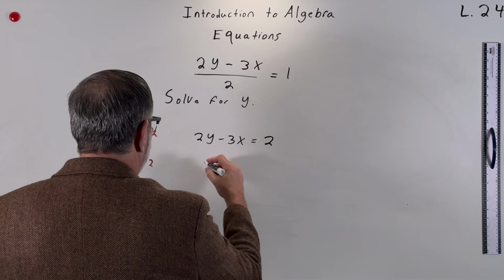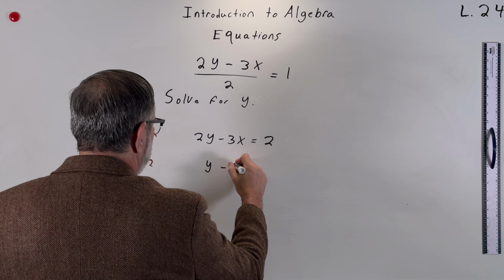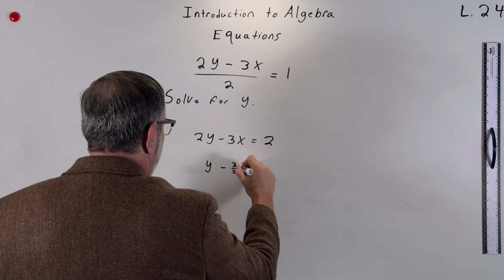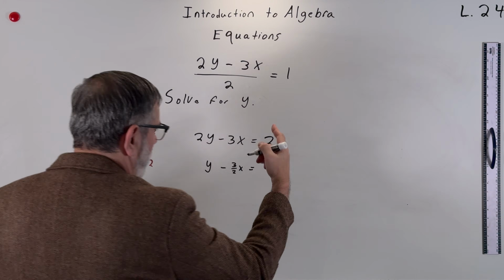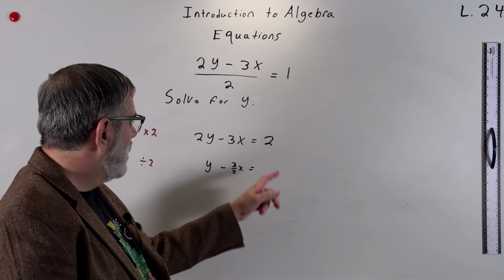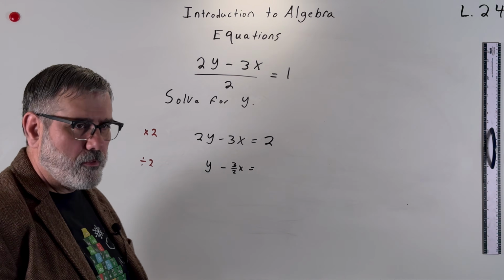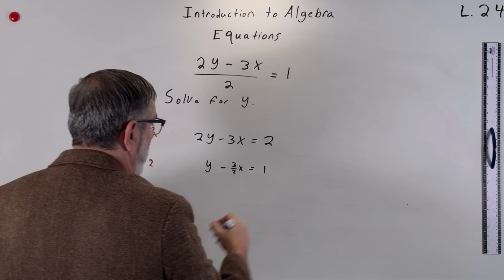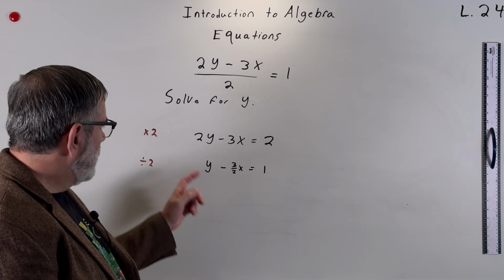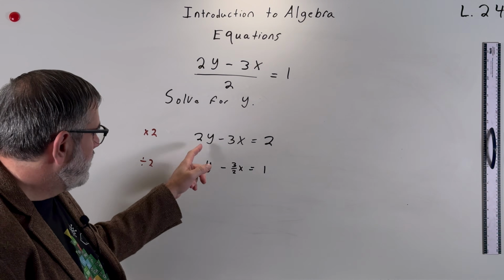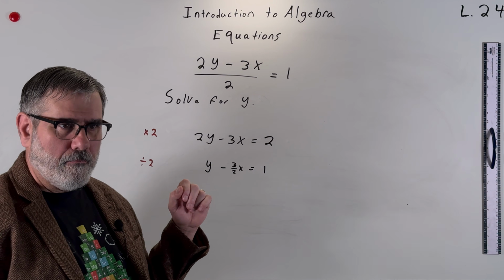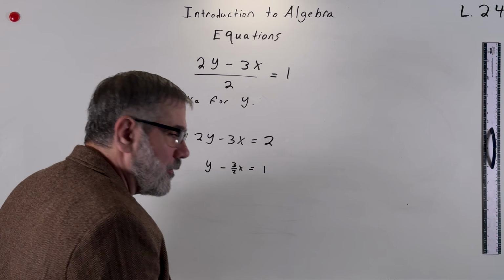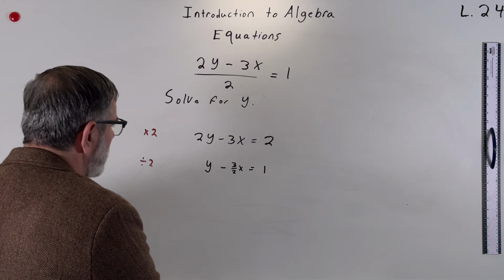Dividing both sides by 2 gives us y minus 3 over 2 x equals, and then we divide the right-hand side by 2 also. The 2 divided by 2 is just 1, and so we're left with 1. Notice, though, when I divided by 2 on the left, I have to divide both terms by 2. Don't forget that. It's just like with numbers.